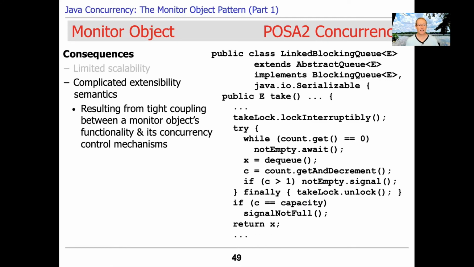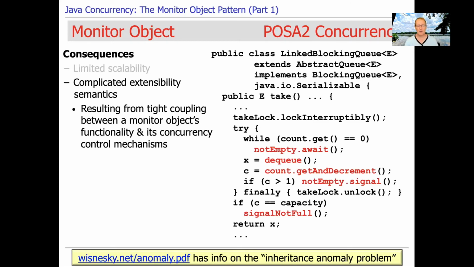Another potential downside is complicated extensibility semantics. The reason for this is there's a fairly tight coupling between the monitor object's functionality and the concurrency control mechanisms that are baked into it. And that can get a little bit tricky if you're not careful. For example, you can see here that this code, which we'll look at later from linked blocking queue, tightly couples the logic for things like enqueuing and dequeuing, and so on. And it's very tightly coupled with the coordination of the concurrency.